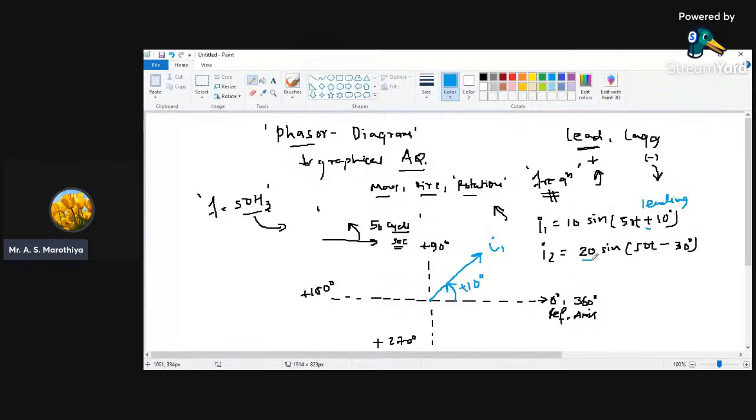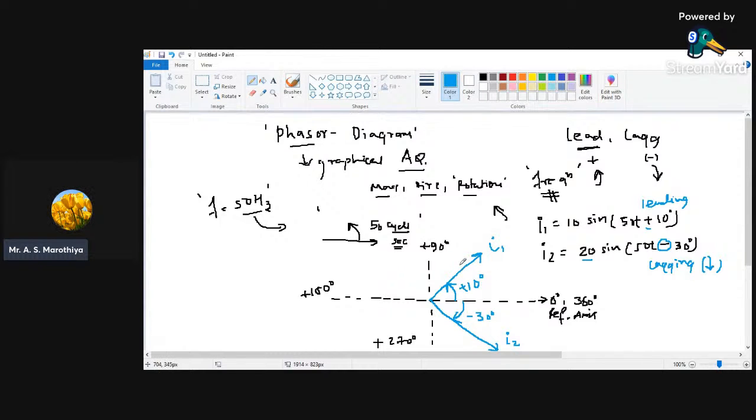So I2 is 20 sine of 50t minus 30 degrees. Here this minus indicates that it is going to be a lagging. And I told you that lagging has to be indicated in the clockwise sense. This is very important. So with respect to this reference axis or 0-degree axis, we need to indicate a lag of 30 degree. So it has to be in the clockwise sense, and it is going to be minus 30 degree, and this is going to be I2.